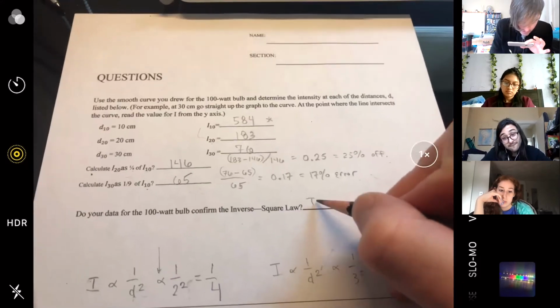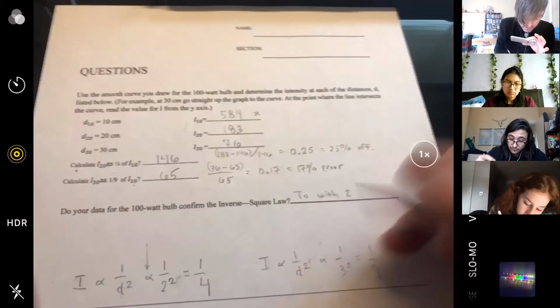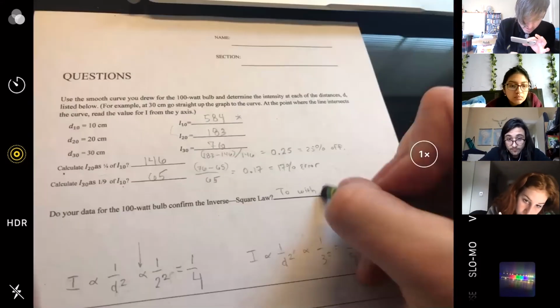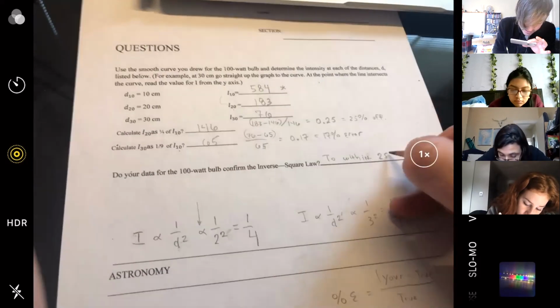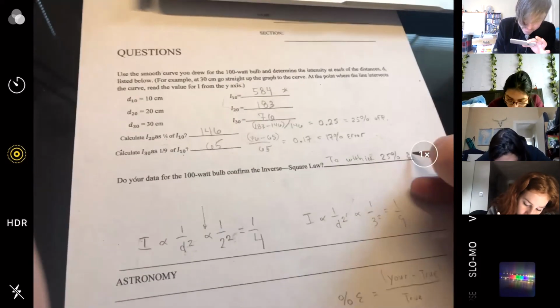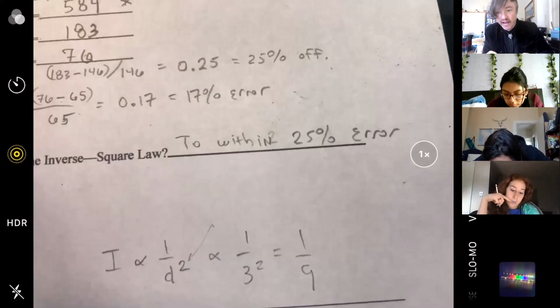Did you confirm the inverse square law? Let's write 2 within 25% error, which is not great. It's not good for a professional scientist, but it might be okay for a crappy student lab.